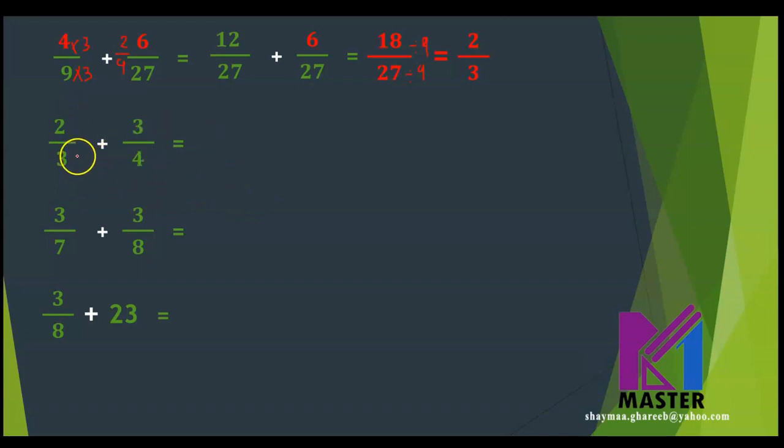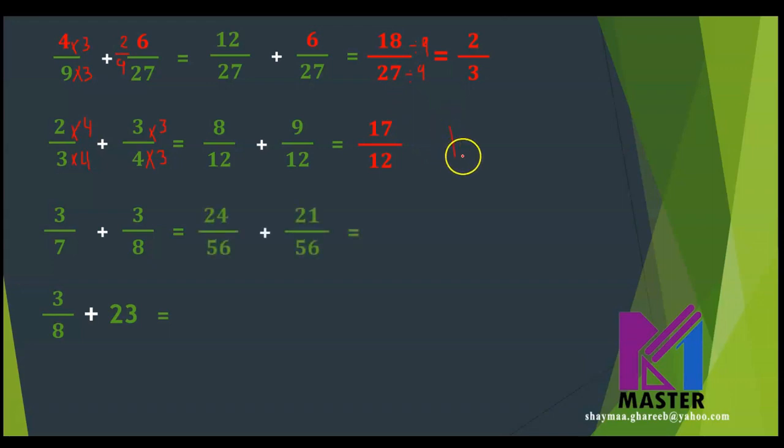2/3 plus 3/4, so I will multiply here by 4 to have 12 as a common multiple between 3 and 4. And I will change this 4 to be 12 by multiplying by 3. Then the new fractions will be 8 over 12 plus 9 over 12. And the answer will be 17 over 12. This is the simplest form. Then I think of writing a mixed number, because this is an improper fraction, so it will be 17 divided by 12, 1 remainder 5. So it will be 1 and 5 over 12.